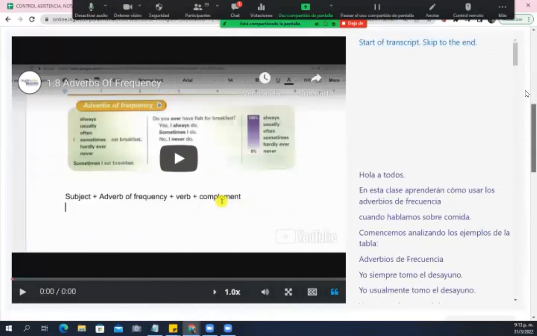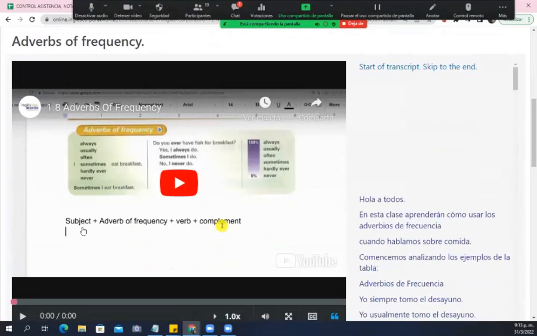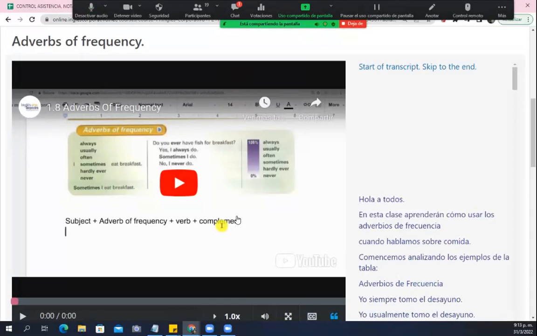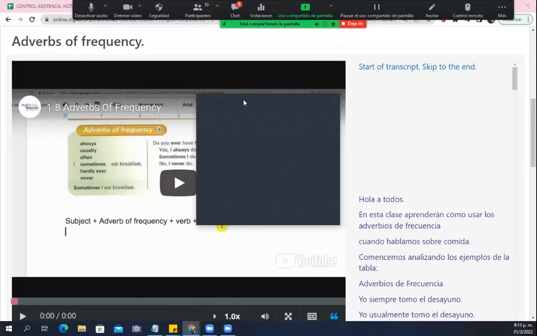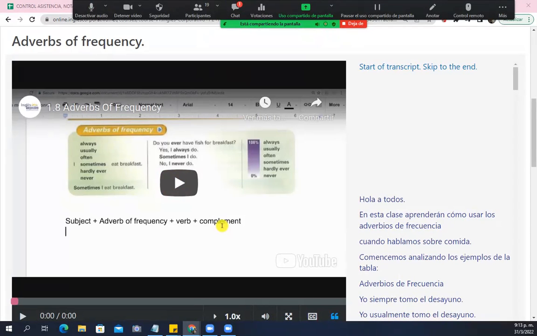So, this is what we saw yesterday. It's very important to know, guys, que para responder puedo usar un adverb of frequency, okay? Ahí está la fórmula. Subject, adverb of frequency, verb, and complement. For example, do you ever use a computer? I never use a computer. I always use a computer. Thank you. Y yo esperando que caigan las demás respuestas, ¿verdad? I always use a computer too.